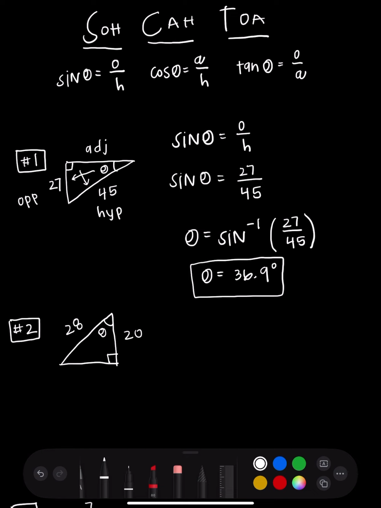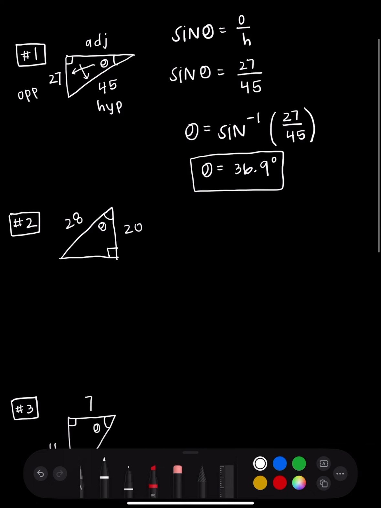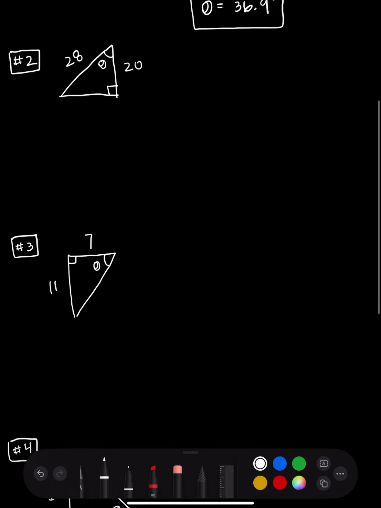So you won't have to change it back and forth. And make sure that when you plug it back in, do it again and make sure you get that 36.9. Okay. So let's go to the next example.